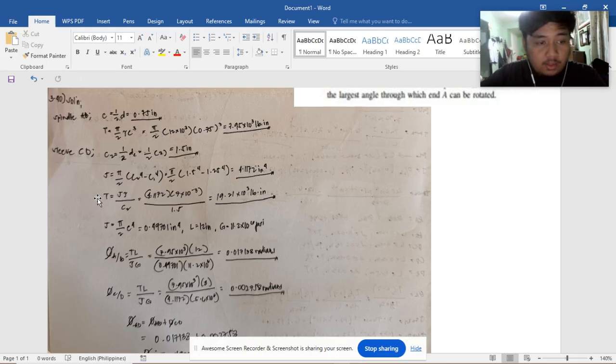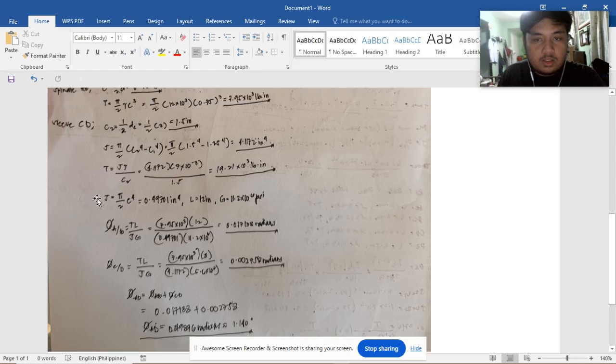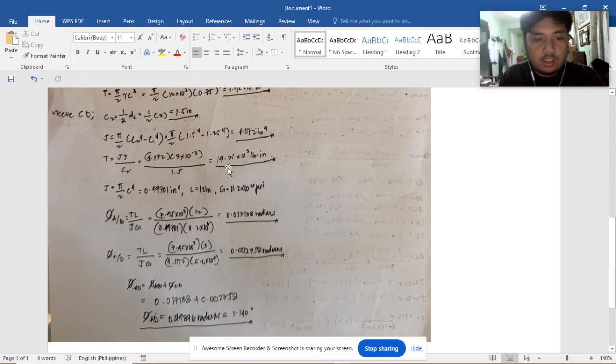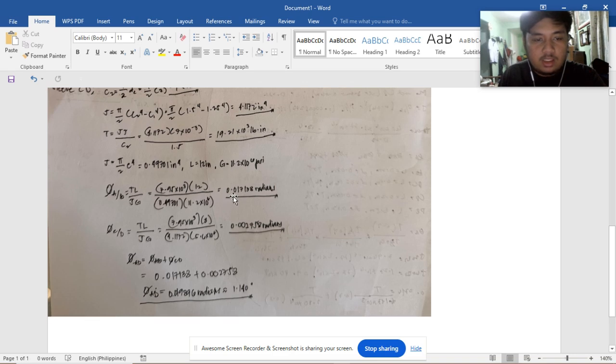Again, another formula, J is equal to pi over 2 times c to the power 4, equal to 0.49701 inches to the power 4, and our L is 12 inches, and our G is equal to 11.2 times 10 to the power of 6 psi. So for angle AB, φ is equal to TL over JG. Insert again all the answers we got here, and you'll have the answer 0.017138 radians.